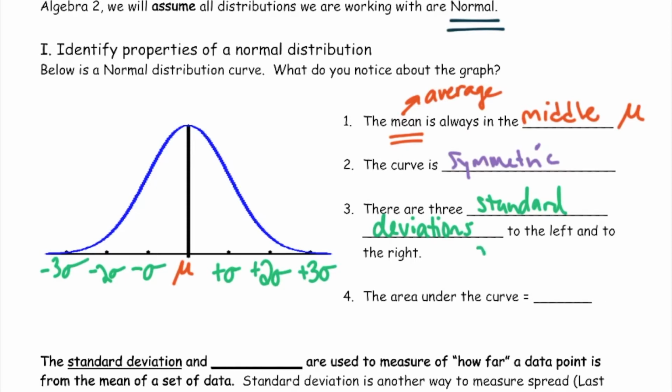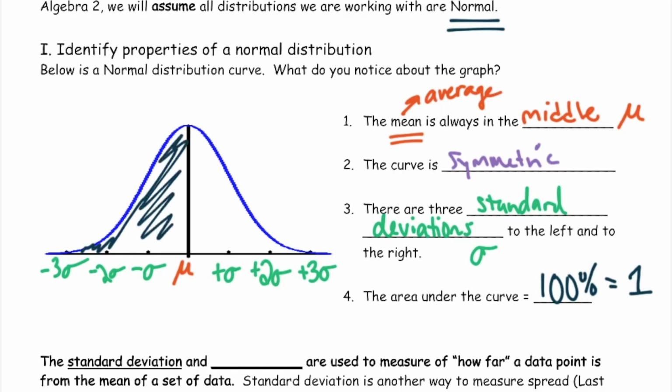And I'm using this sigma symbol. So that, just like the mu, is a Greek letter, it's not a 0, it's a sigma. So it's a Greek letter. It's kind of like pi. But so I'm going up 1, 2, and 3 standard deviations, down 1, 2, and 3 standard deviations. The last thing is that the total area under the curve is 100% or 1. So all of this curve, if we were to fill it in, that should be equal to 100%.